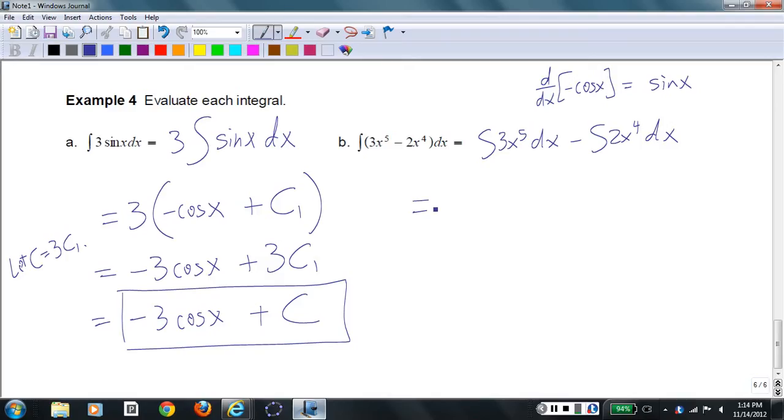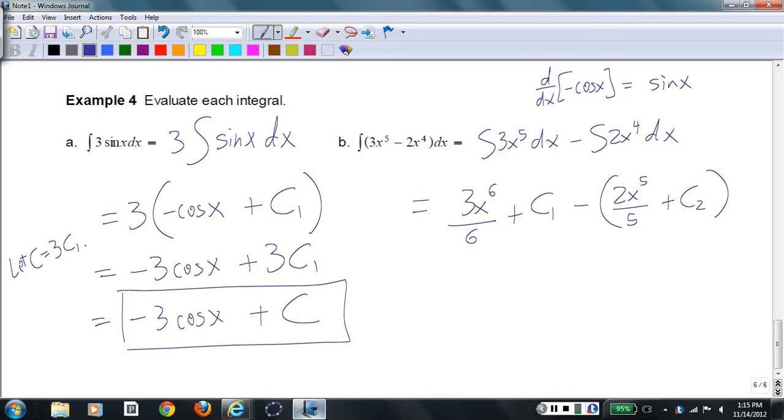I'm wondering to myself, do I want to take the 3 out in front? Do I want to take the 2 out in front? Or do I just want to say 3x to the 6th and divide by 6? I think I'm just going to say 3x to the 6th and divide by 6. So here goes: 3x to the 6th over 6 plus c sub 1, minus 2x to the 5th over 5 plus c sub 2.